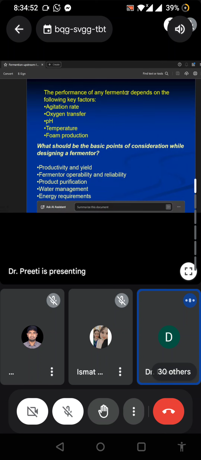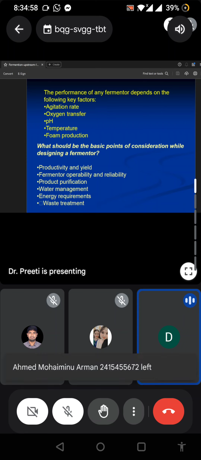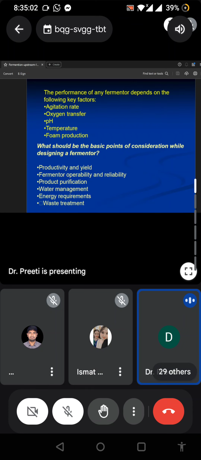So the performance of any fermenter will depend on what? Agitation rate, meaning how properly the things are getting mixed. Things means there are three phases again: solid, liquid, gas, and how those phases are getting mixed. Oxygen transfer: whether the oxygen demand is being met, and how much it is being met, that you need to know.